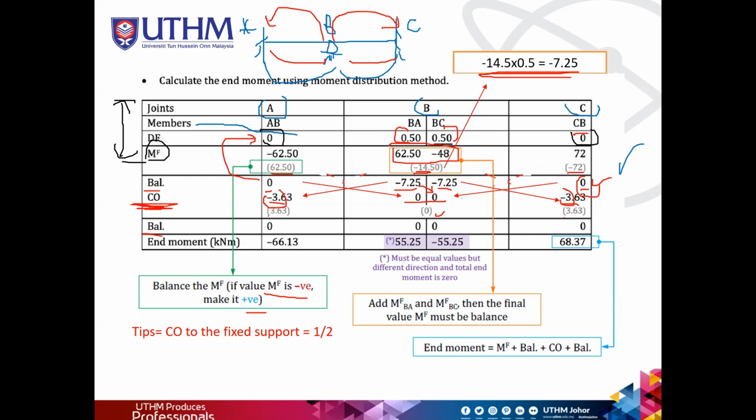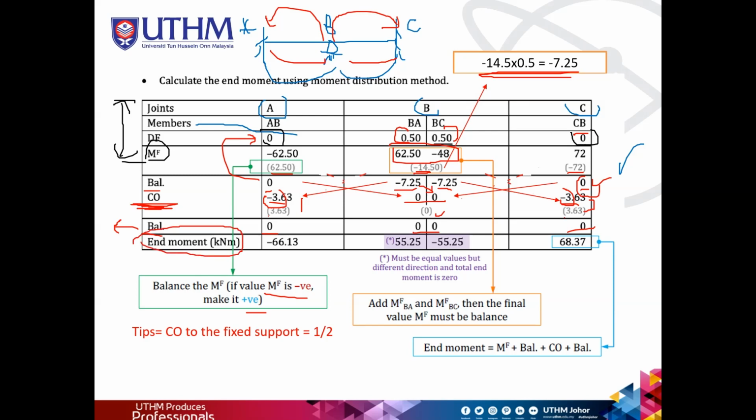Then you do the summation for the balance. How to do the summation? Negative 3.63 plus 3.63 is 0. This one of course 0. And then negative 3.63 plus 3.63 we have 0. When you look at this row, we don't have anything to carry over because of the 0 value. So we stop the calculation at this.